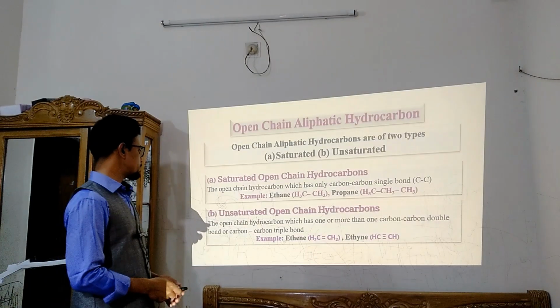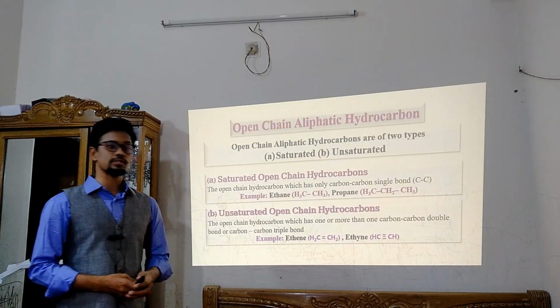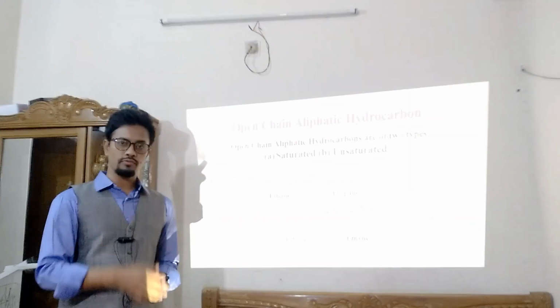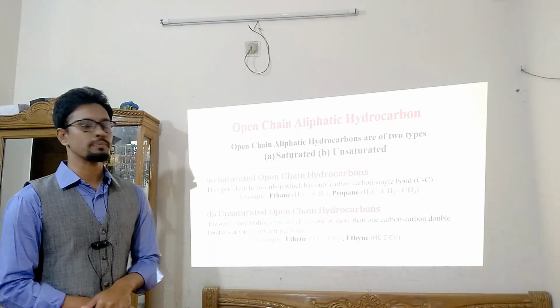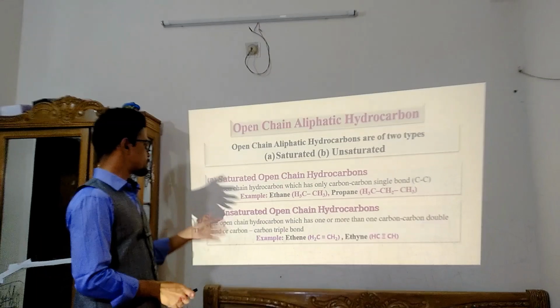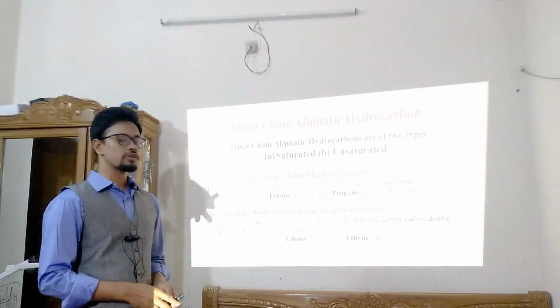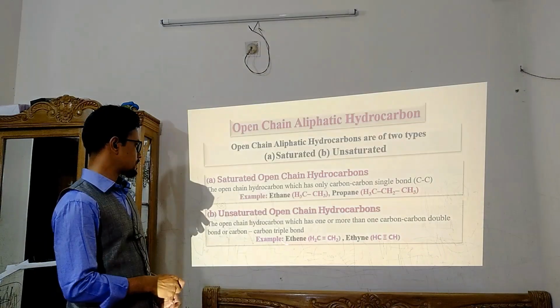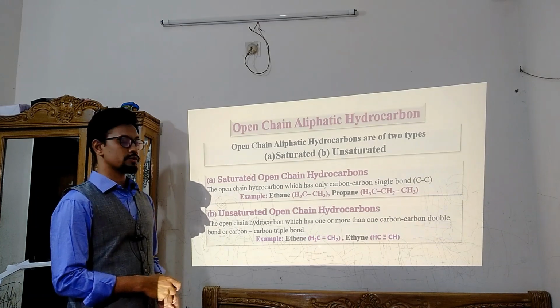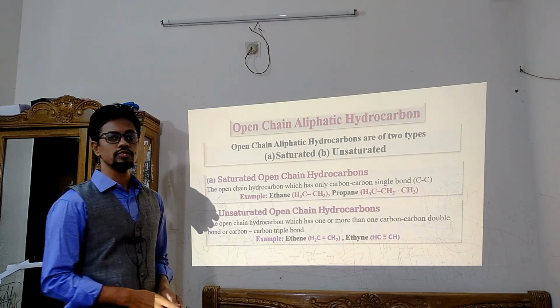Only carbon-carbon single bonds you can see in saturated open chain hydrocarbons. Unsaturated open chain hydrocarbons are open chain hydrocarbons which have one or more double or triple bonds, carbon-carbon double bond or carbon-carbon triple bond. You can see ethene, carbon-carbon double bond, ethyne, carbon-carbon triple bond.